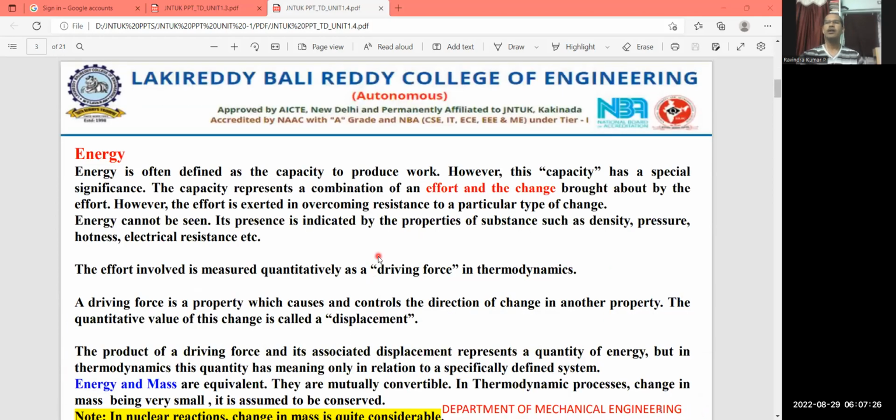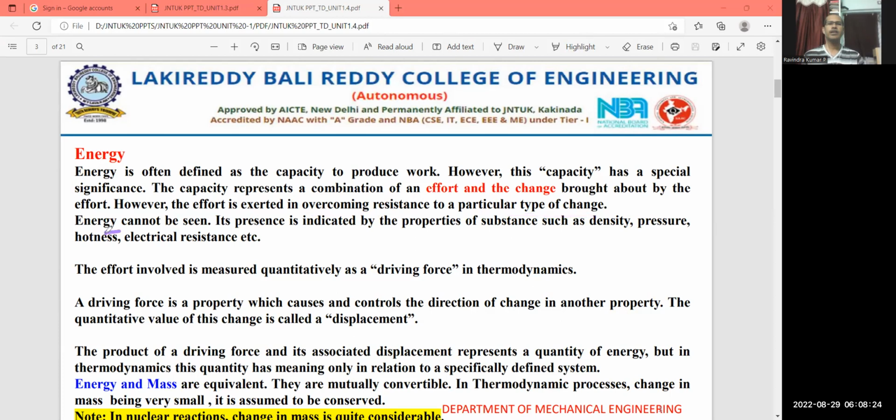Now coming to the basic definition of energy. Most of the time we have learned this particular content from lower school levels also, right? So once again, reminding the energy and its basic definition. Energy is defined as the capacity to produce work. However, the capacity has some physical significance. So what is that? It is a combination of effort and the change brought about by the effort. However, the effort is nothing but what is exerted in overcoming resistance to a particular type of exchange.